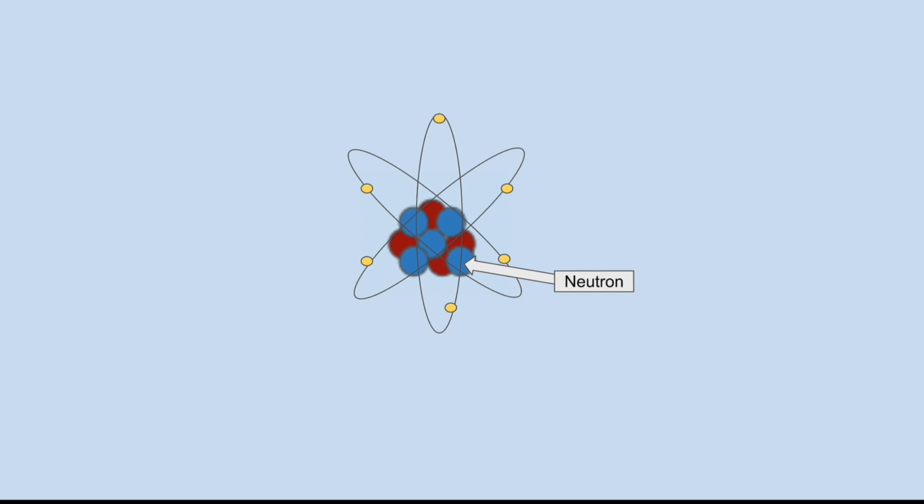For example, the element carbon has 6 protons. The number of neutrons, however, can vary. Maybe there are 6 neutrons, maybe there are 7. There are a lot of isotopes.